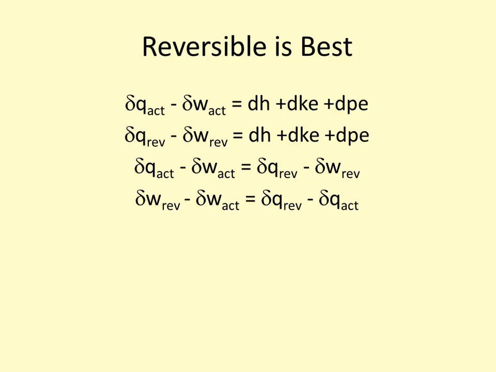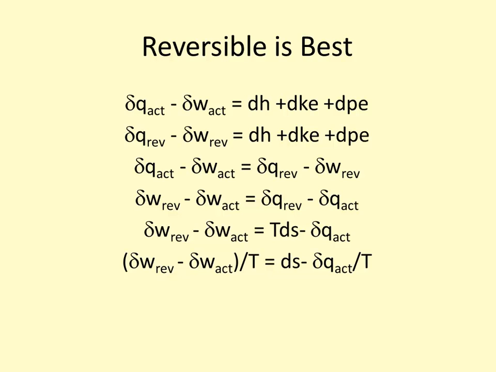And we can rearrange so that work is on one side of the equation and heat transfer is on the other side of the equation. Then we remember that this del Q reversible can be replaced by TdS. Then if we combine terms, so this whole term divided by T and this dS minus del Q over T, so I just divide through by T.